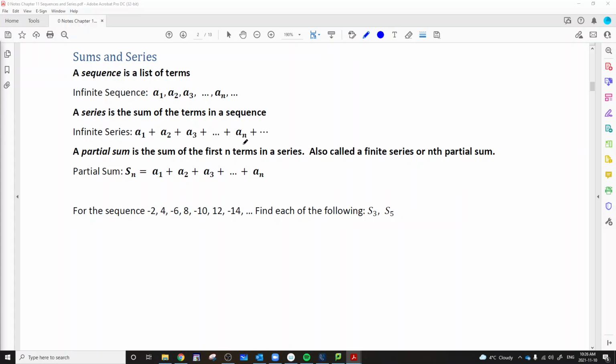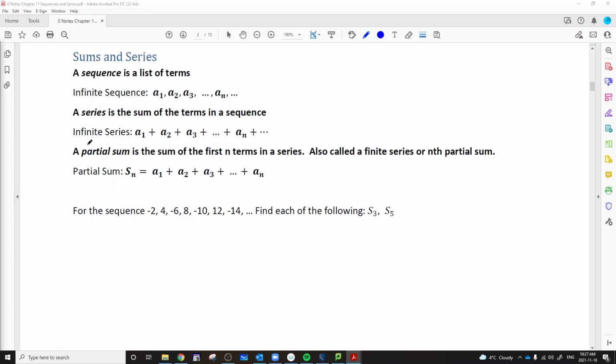So moving on from our knowledge of sequences, we're now going to move into a term called series. A sequence is just a list of terms. So an infinite sequence could be term 1, term 2, term 3, all the way up to term infinity. A series is the sum of the terms in the sequence. So A1, or term 1, plus term 2 plus term 3, all the way up to term infinity.